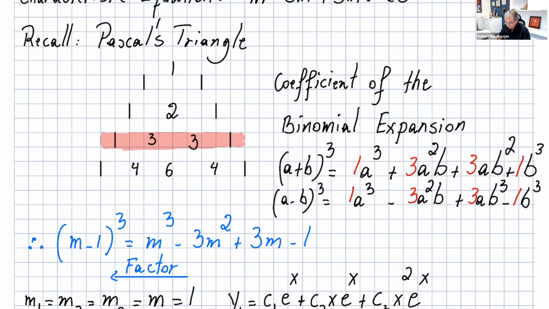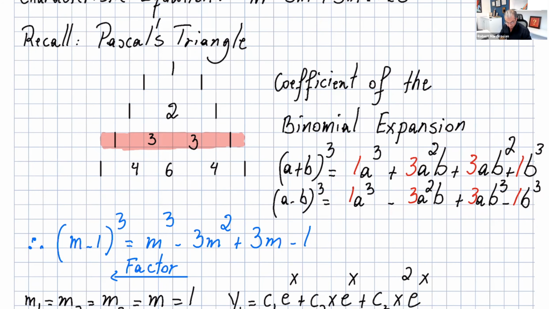One thing to notice: each time you add these exponents, you have to get 3. We have 3, 2 plus 1 is 3, 1 plus 2 is 3, and this is also 3. So that's a way to see it. If you remember this, then you can find it much faster. And if you have (a minus b) cubed, then the sign alternates.